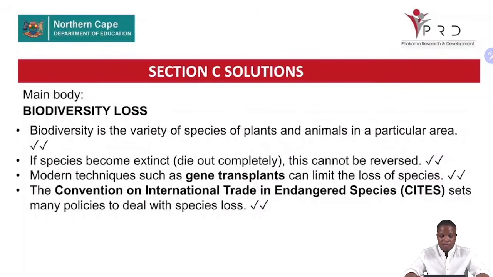For your body, the first thing that you have there is biodiversity loss. Our problem is biodiversity loss, right? So when you're speaking of biodiversity, we're talking about various species, plants and animals within an area, right? So we have a problem that we may lose our biodiversity. So that is the problem. Then we must have a solution.